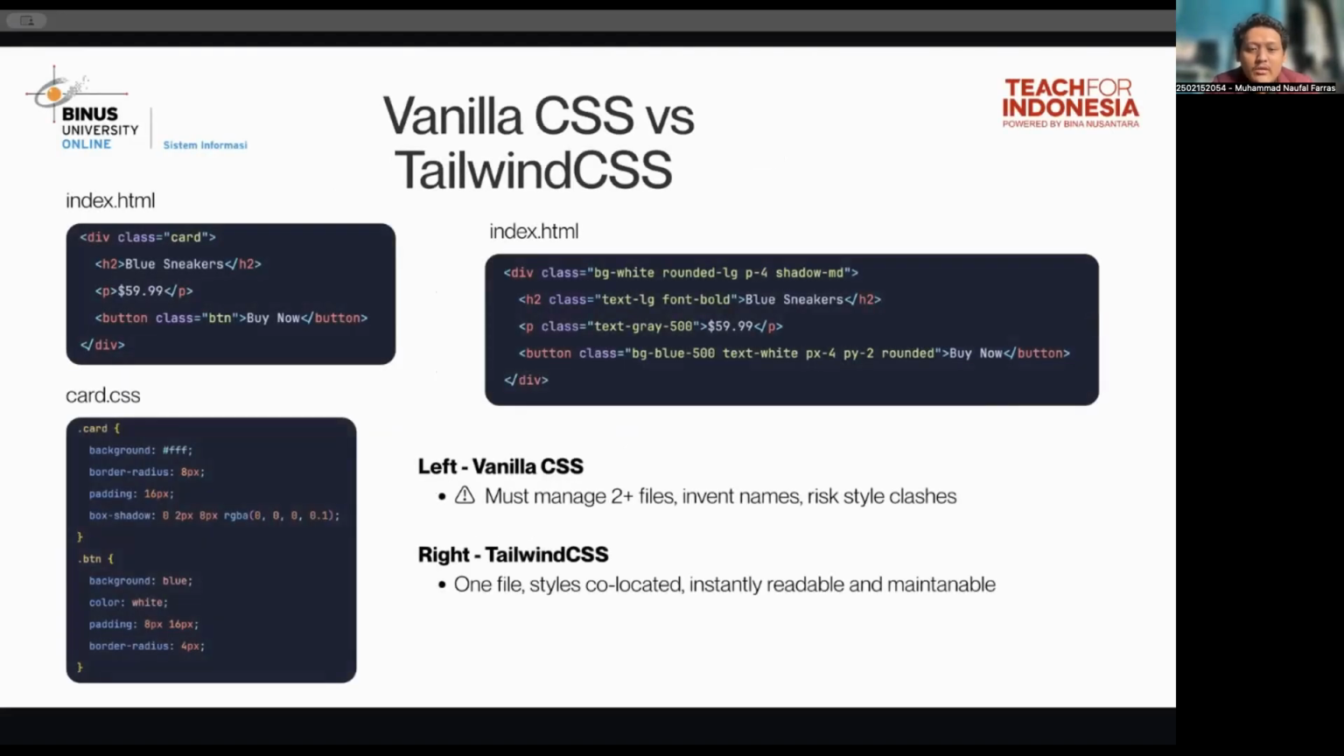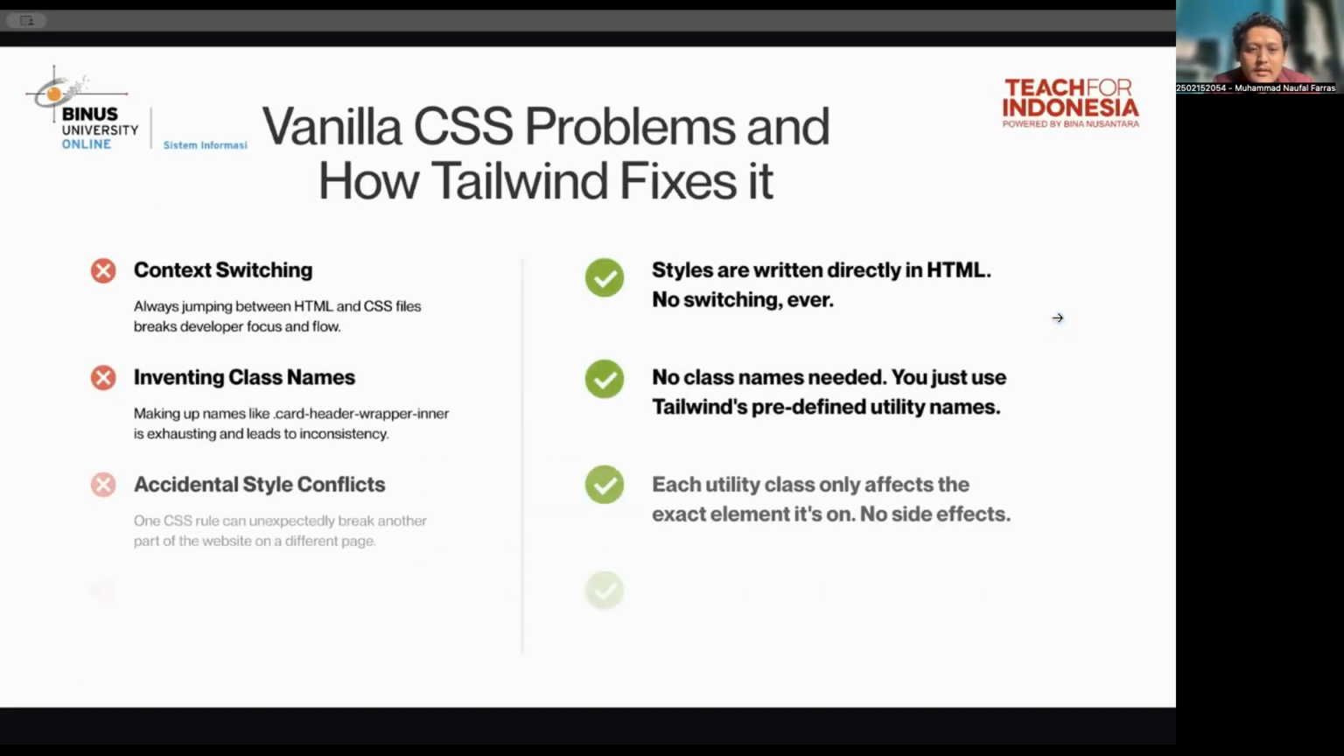Okay, now let's compare the traditional approach with the Tailwind approach. With vanilla CSS, developers usually need to manage multiple files, HTML files, and separate CSS files. They also need to invent class names and worry about style conflict. With Tailwind CSS, styles are applied directly in the HTML. Everything stays in one place. This makes it easier to read, easier to modify, and easier to maintain.